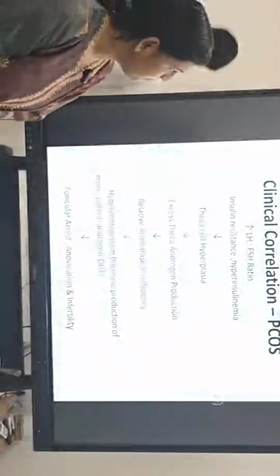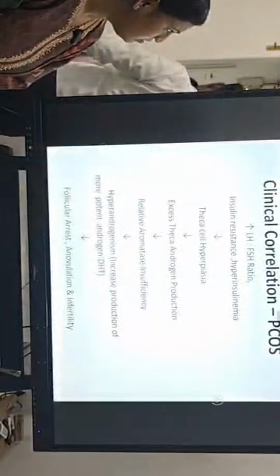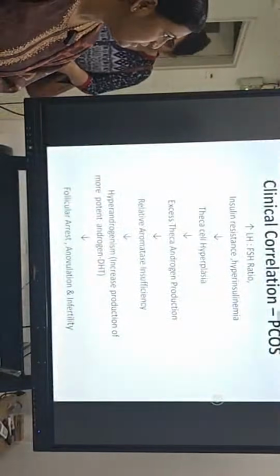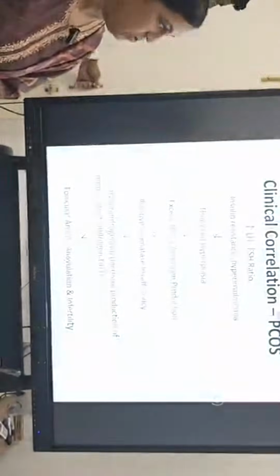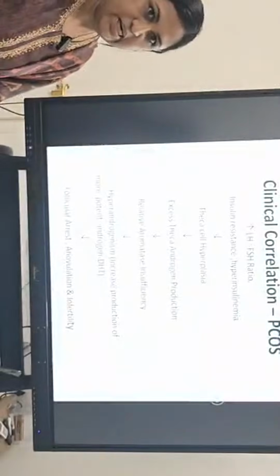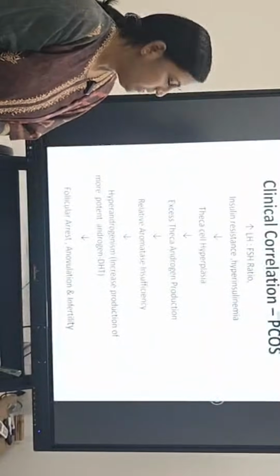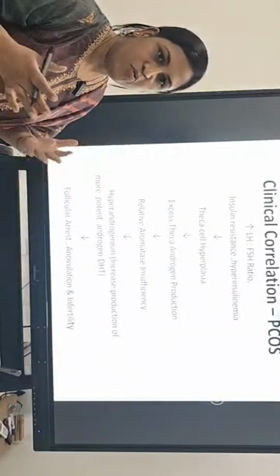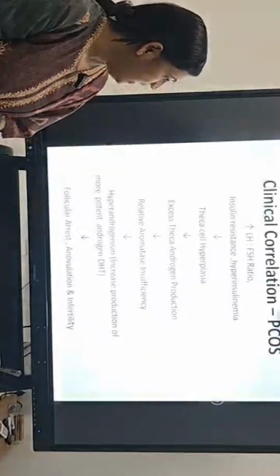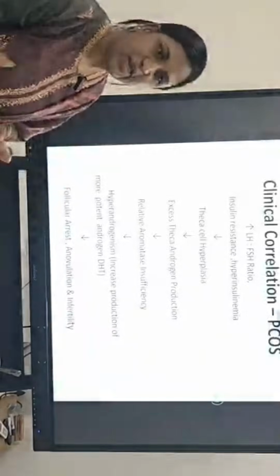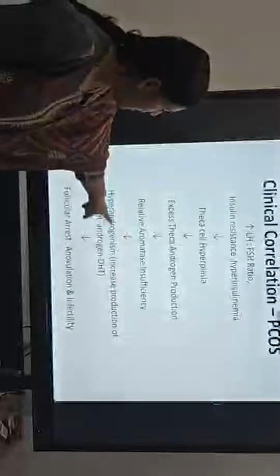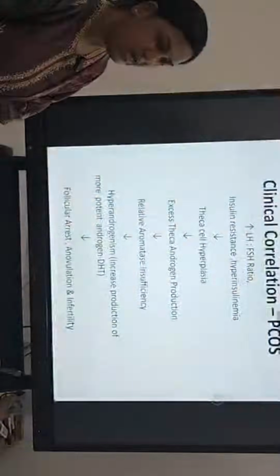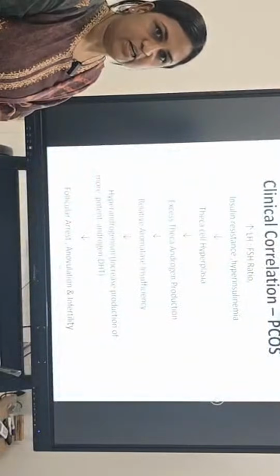Now, what happens in PCOS, polycystic ovarian syndrome? There is an increased LH to FSH ratio, insulin resistance and hyperinsulinemia, which will lead to theca cell hyperplasia. Theca cell hyperplasia will cause more androgen production, and because of the relative aromatase deficiency, this hyperandrogenism will lead to follicular arrest, anovulation, and infertility.